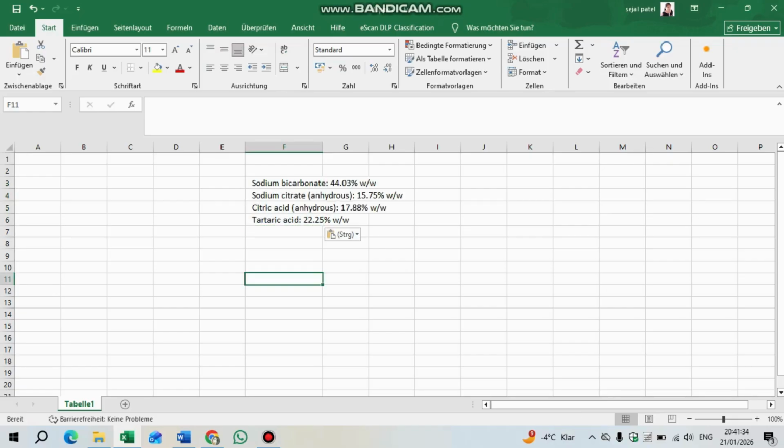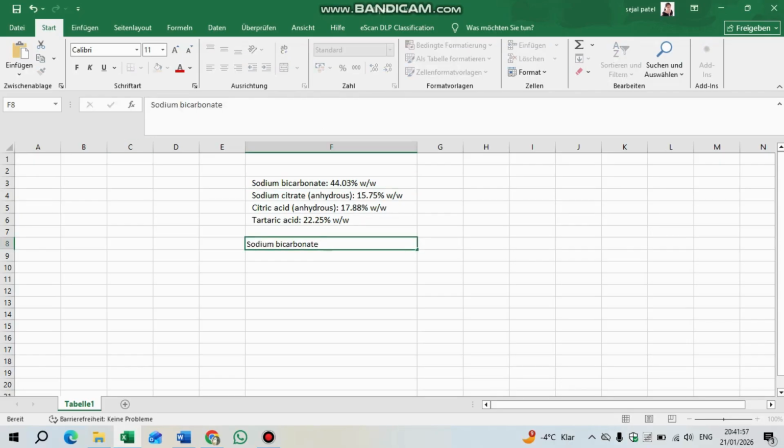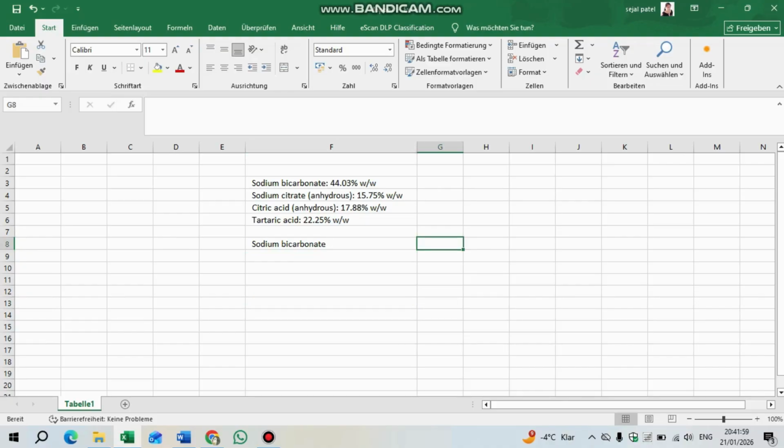I have just taken 4 random different APIs with 4 different label claims. Now we have to calculate the sample weight for each API equivalent to 2 gram. Let's start with the first API. The first API is sodium bicarbonate and its label claim is 44.03%. It's in percentage, so now we have to convert it into a fraction.